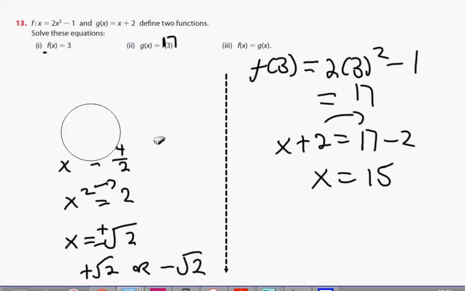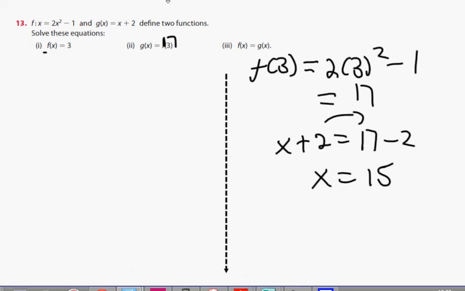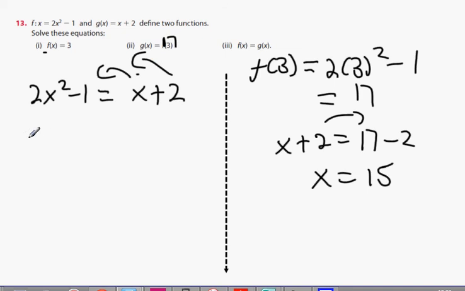Finally, what about f of x equals g of x? The outputs are the same. Find the inputs that cause this to happen. So we're going at 2x squared minus 1 equals x plus 2. What do we do next? Anybody? Bring over the x and the 2. And what do we get?